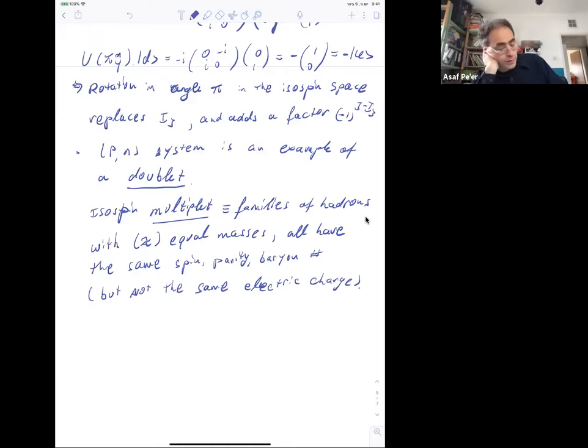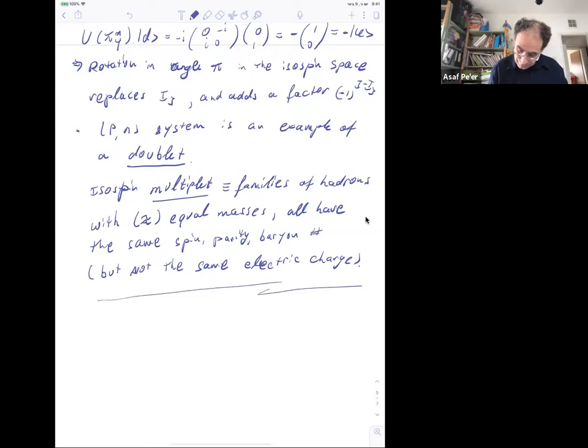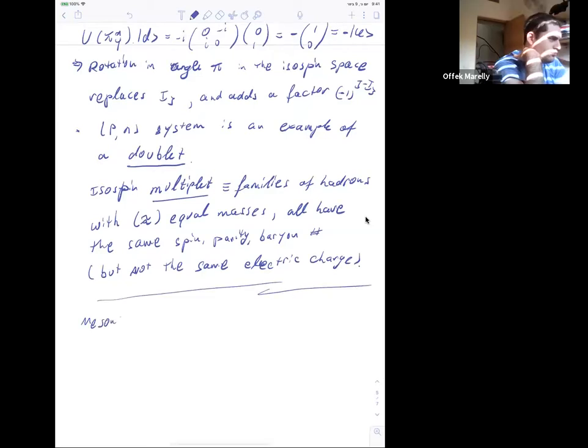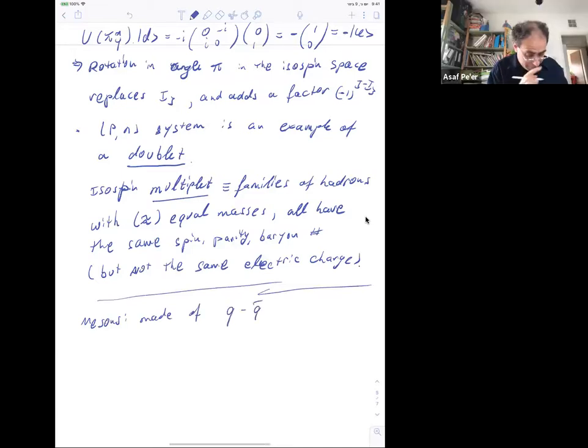Okay, now we want to study mesons. What are mesons made of? Do you remember? Quark, anti-quark. Very good. A quark, anti-quark pair. So if we want to describe mesons, we also have to define the isospin doublet for the anti-quarks, because we want to combine doublets and anti-doublets to construct the observed states of the hadrons.